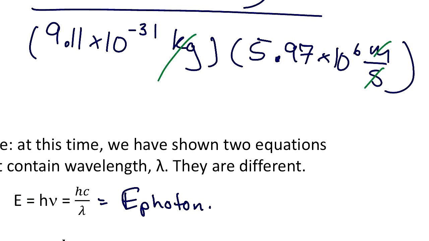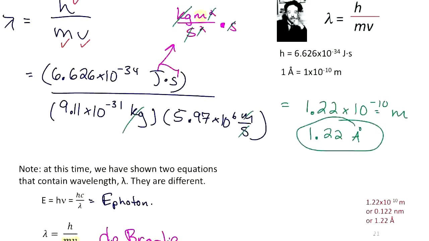If I give you wavelength, it doesn't mean you automatically use the de Broglie wavelength. You have to understand the context. If I'm talking about light, then you're going to use the first one. But if I'm talking about an object in motion, you are going to use the de Broglie wavelength equation instead. Okay, so why is this all important?